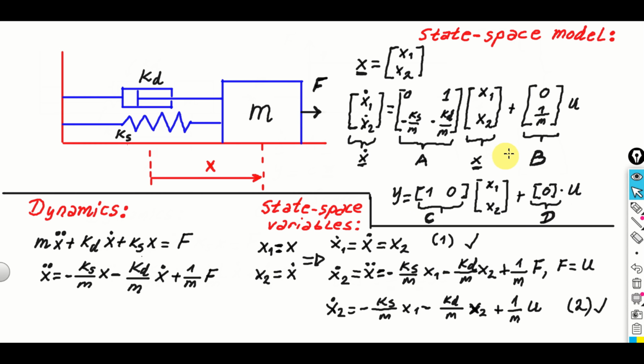Consequently, we have defined a state space model in the standard form. x dot is equal to Ax plus Bu, and y is equal to Cx, let me denote it over here, that this is also an x, plus D times u. Okay, now we are ready to simulate this system in MATLAB, that is to compute its impulse response.